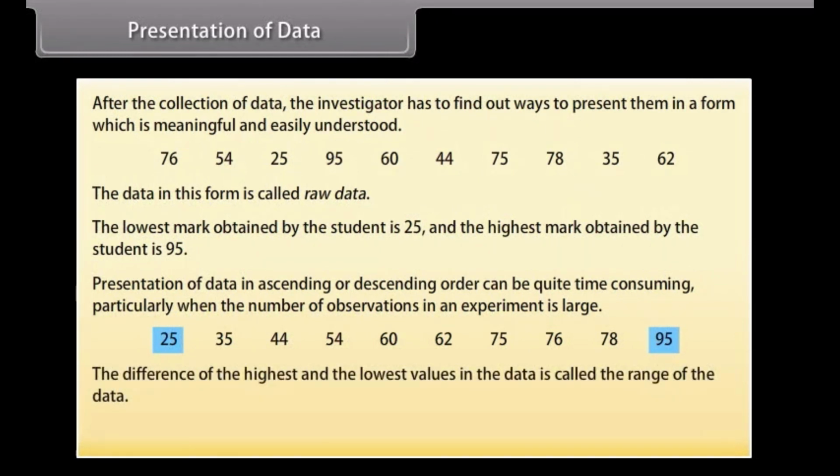The difference of the highest and the lowest values in the data is called the range of the data. So the range in this case is 95 minus 25, which is equal to 70.